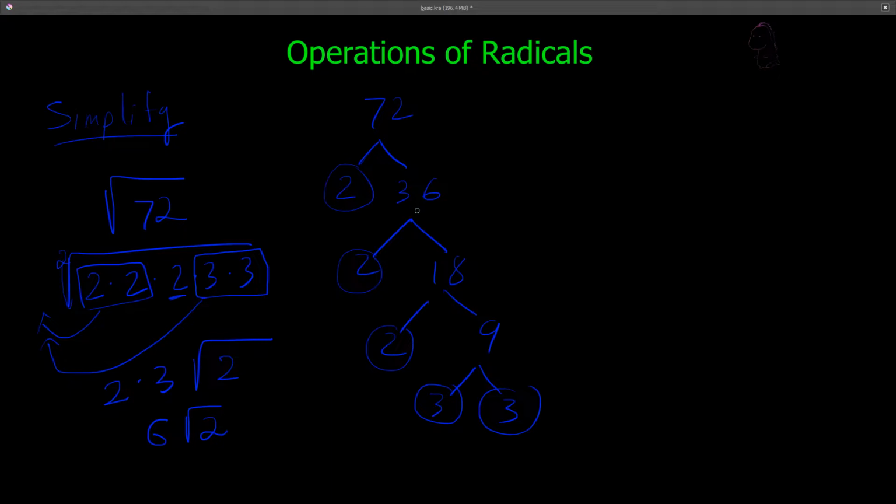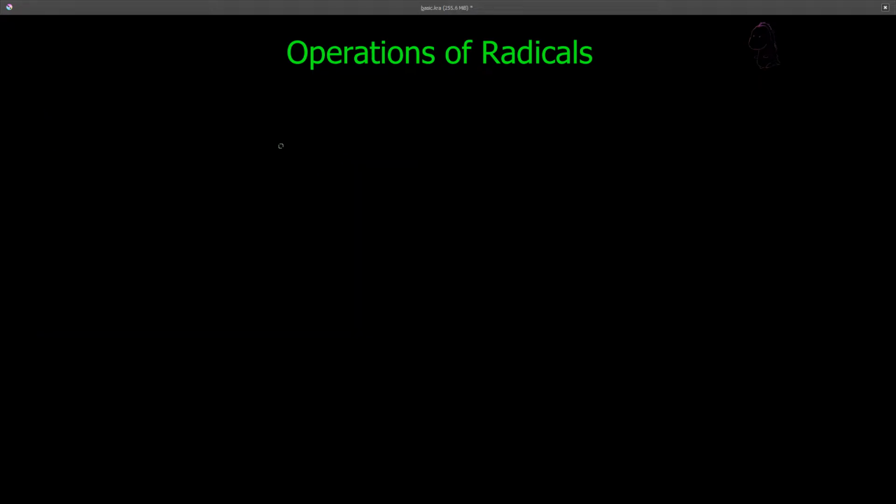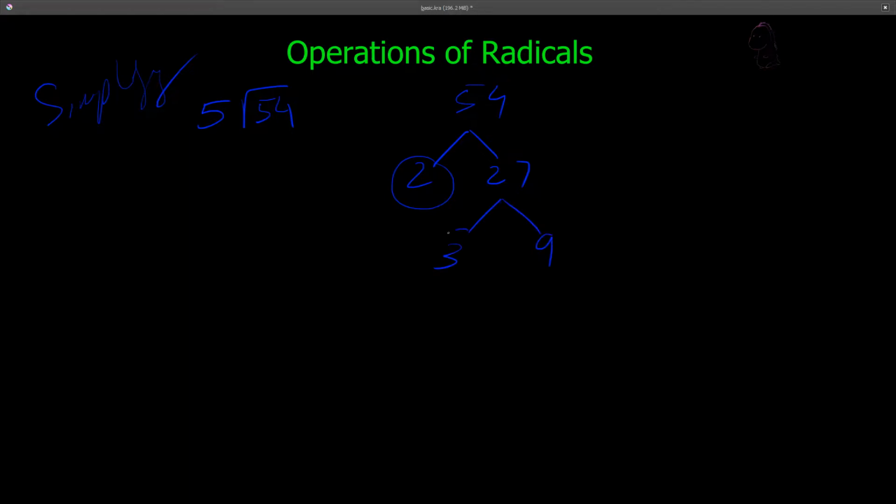Okay, let me give you guys another example on simplifying. So here I have 5 radical 54. Okay, simplify. To simplify this, I break the 54 down. So that gives me 2 and 27. This 2 is a prime, it's done. 27 is not, so I break that down to 3 and 9. 3 is done. 9 becomes 3 and 3. So now I have 5 radical of 2 times 3 times 3 times 3.